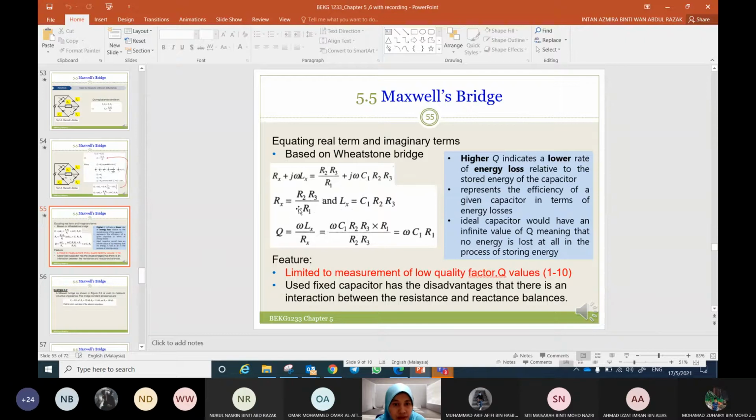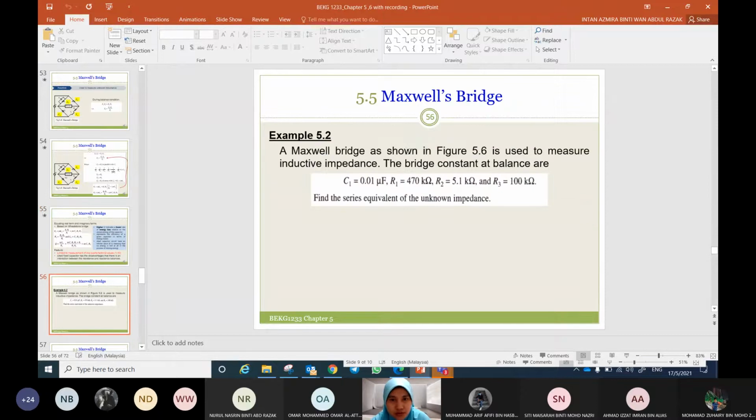After you get Rs and Ls, then substitute the values of R2, R3, and so on. If you just use the formula, you will get only maybe 1 or 2 marks. But for this question, for AC bridge, the mark allocation is quite big, because you need to derive.